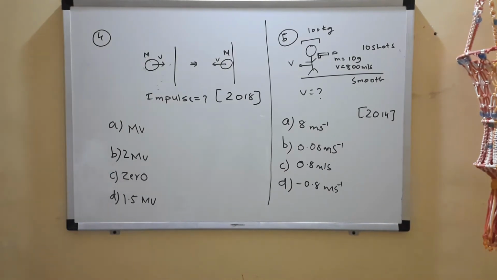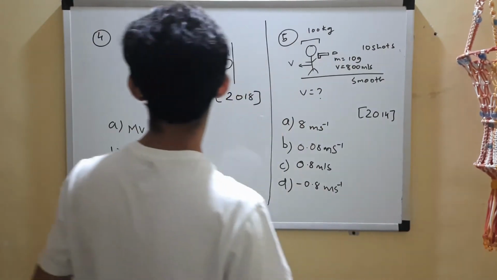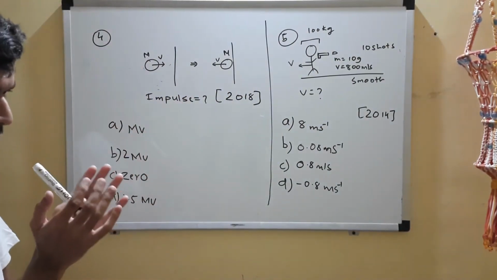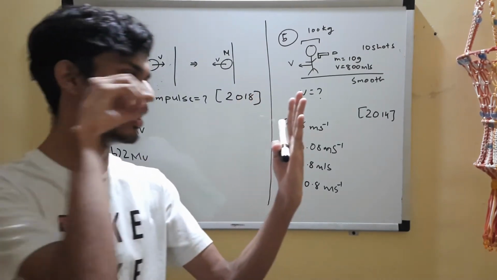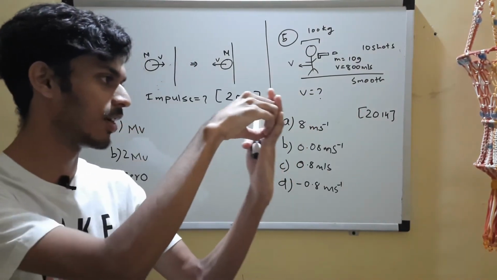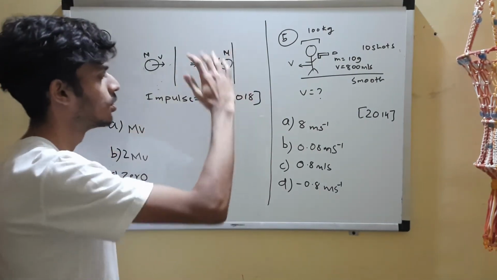Question 4 and question 5 over here. Again, these two questions are very straightforward. In question 4, you have a ball of mass m. You are going to throw it with a velocity v. That ball will strike a wall in front of you and will rebound back. The term rebound was used in the question.